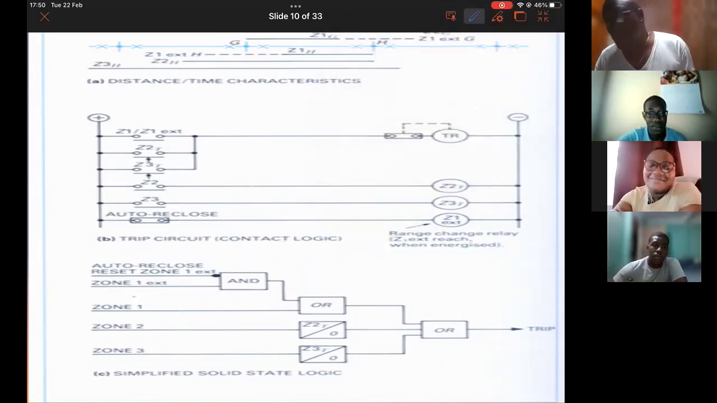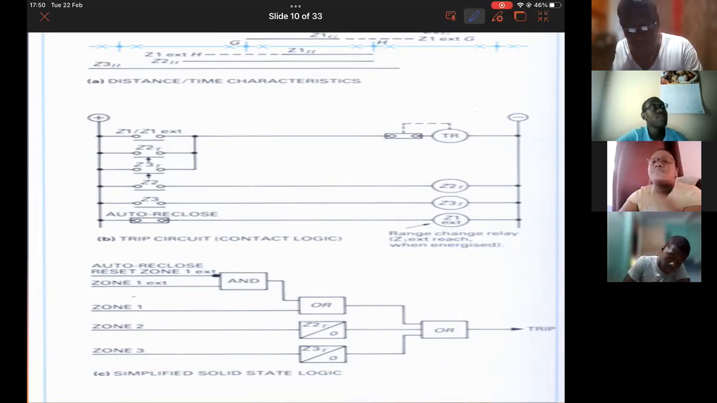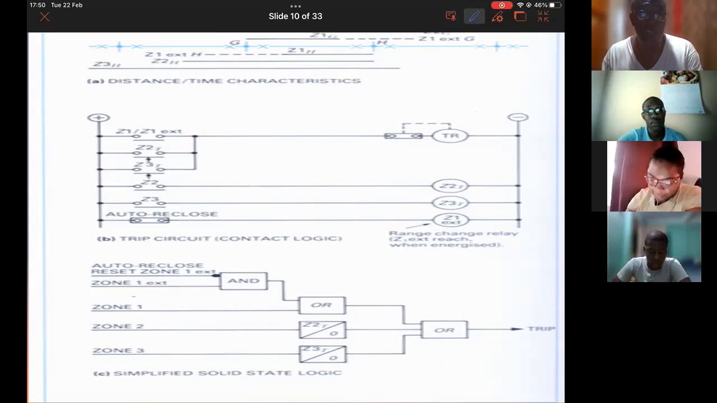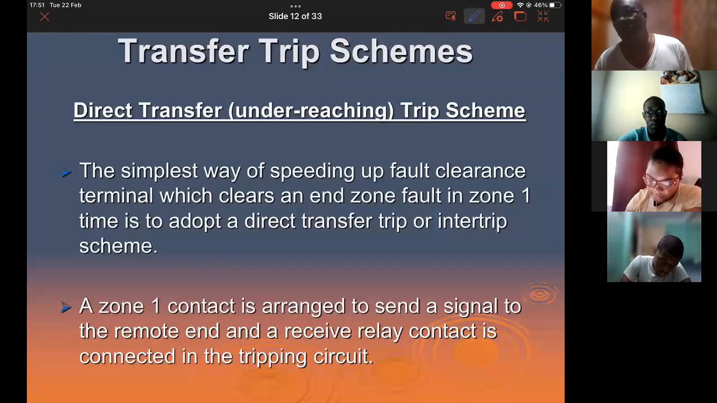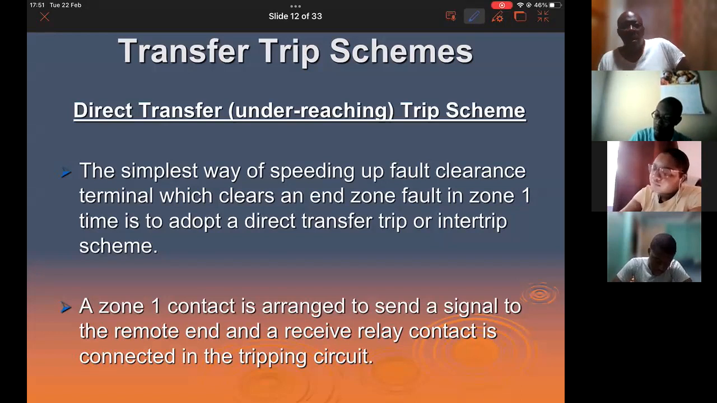All right, so that's your zone 1, your zone extension. The next one we want to look at, and always keep in the back of your heads what our objective is. Our objective is to speed up operation at either end. All right? So the next one I want to look at is your transfer trip scheme. And your transfer trip scheme, it's quite simple, yes? It clears up faults in the end zone, in zone 1 time, right?